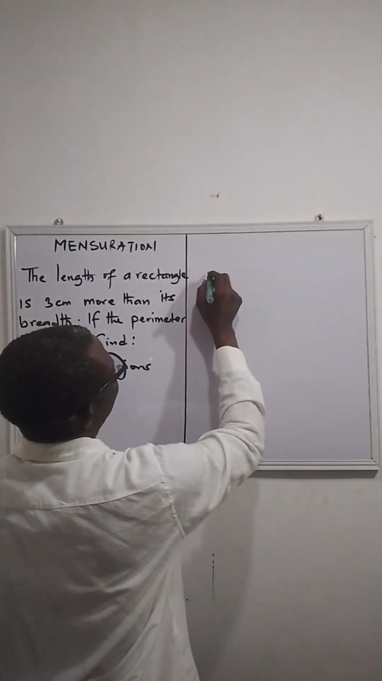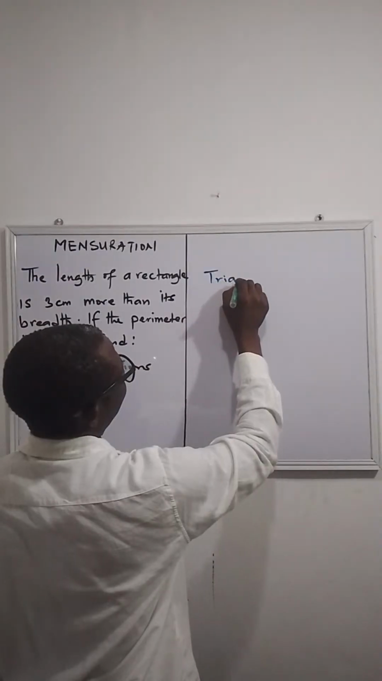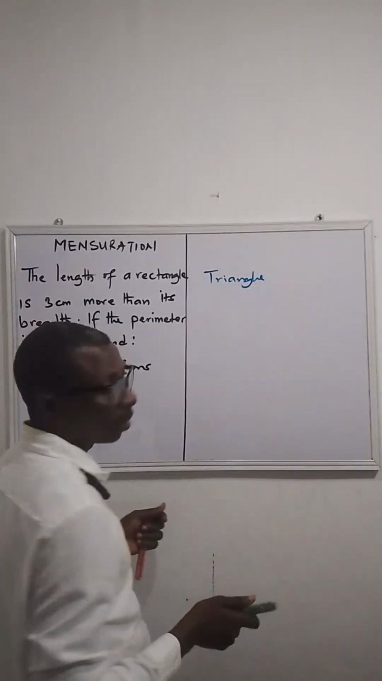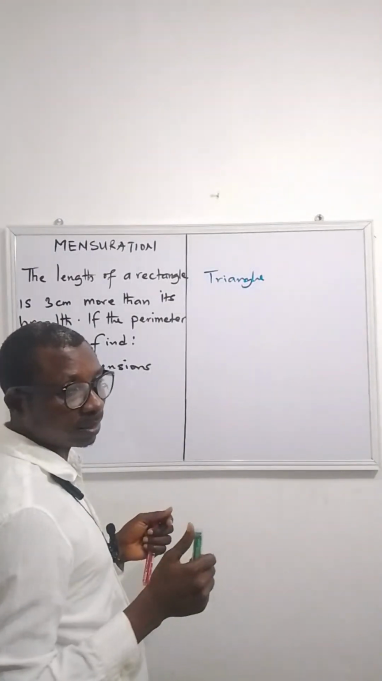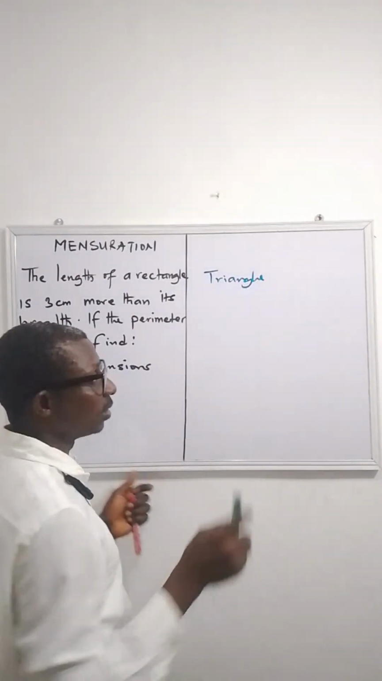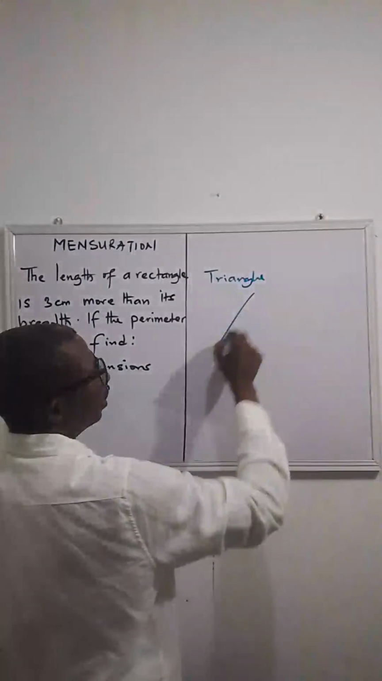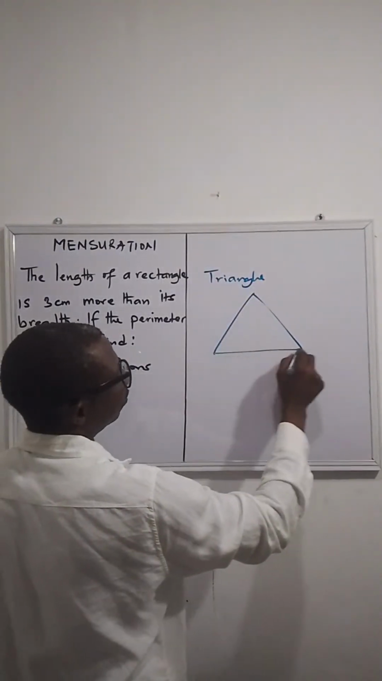Let's look at this. We have a triangle. While I'm doing this, you can drop other types of plane shapes. Let's see that in the comment section. So a triangle looks like this.